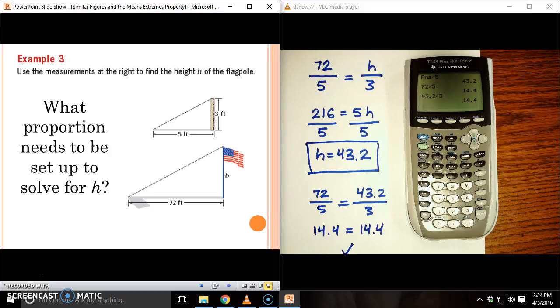So those are some good examples setting up proportions using the means extremes property.